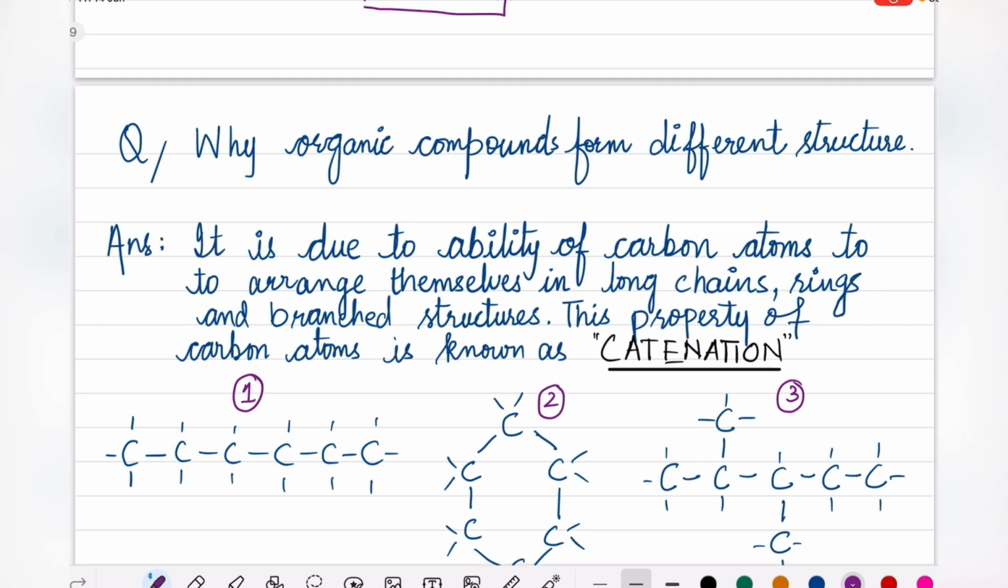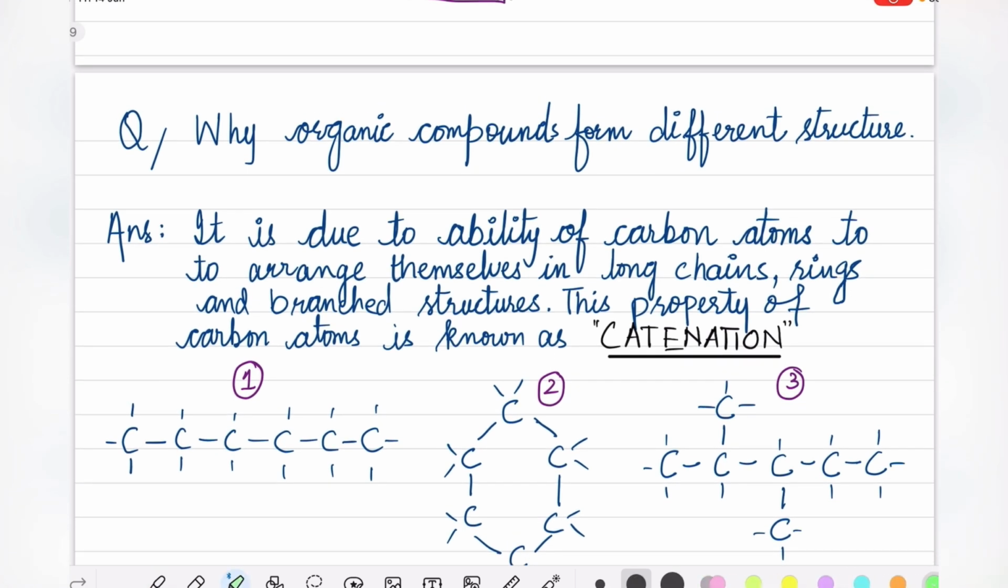So, the question arises here that why do organic compounds form different structures, or why do organic compounds exhibit isomerism? The reason is it is due to the ability of carbon atoms to arrange themselves in long chains, rings and branched structures. This property of carbon atoms is known as catenation. So, this means that catenation is the property of the carbon atoms that enable them to arrange themselves in long chains, rings and branched structure.